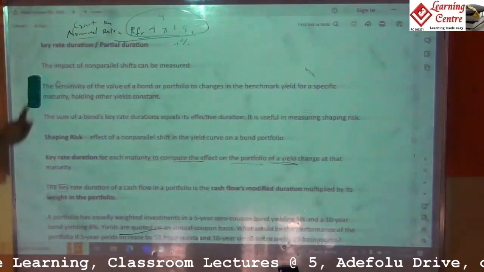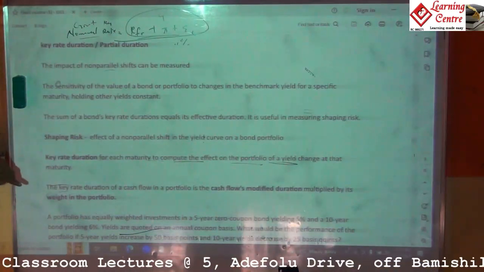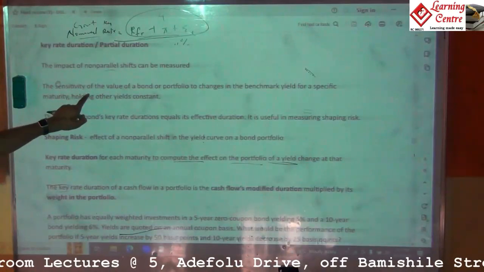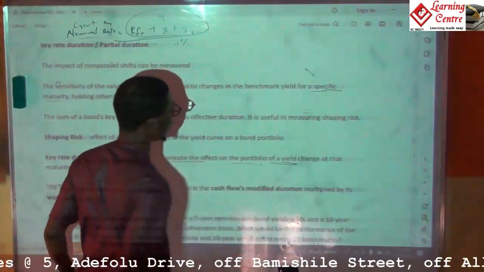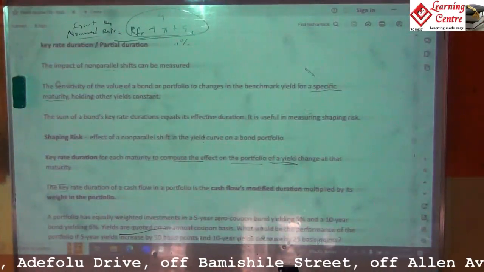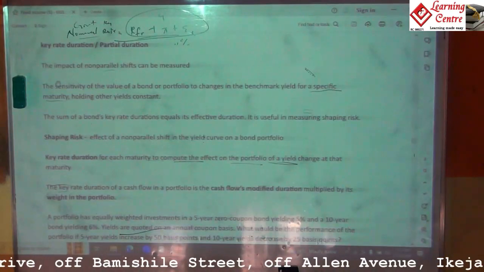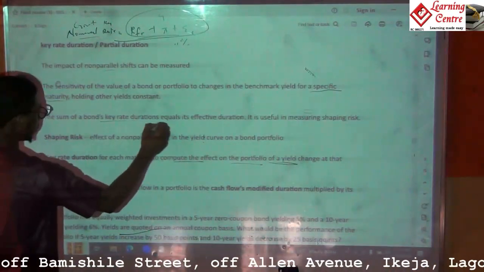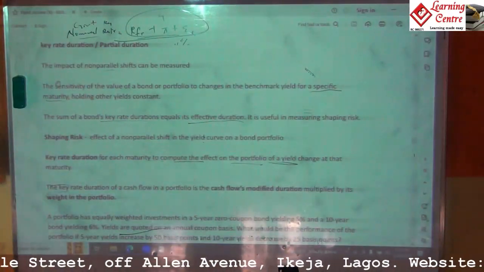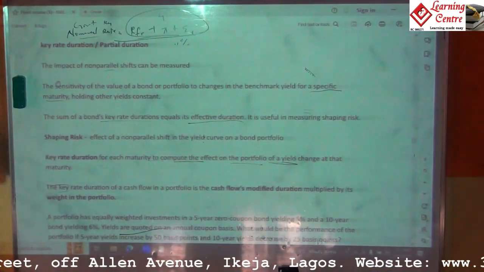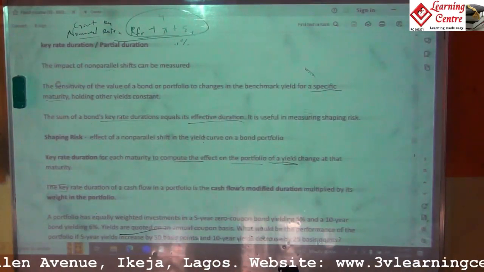Consider that key rate duration measures the impact of non-parallel shifts. What we take is a point change in the yield at a particular maturity, so you can control it. How sensitive is my 10-year bond to changes in the 5-year yield? The sum of the key rate durations is equal to the effective duration anyway. So, shaping risk is the effect of a non-parallel shift in the yield curve on the bond portfolio.